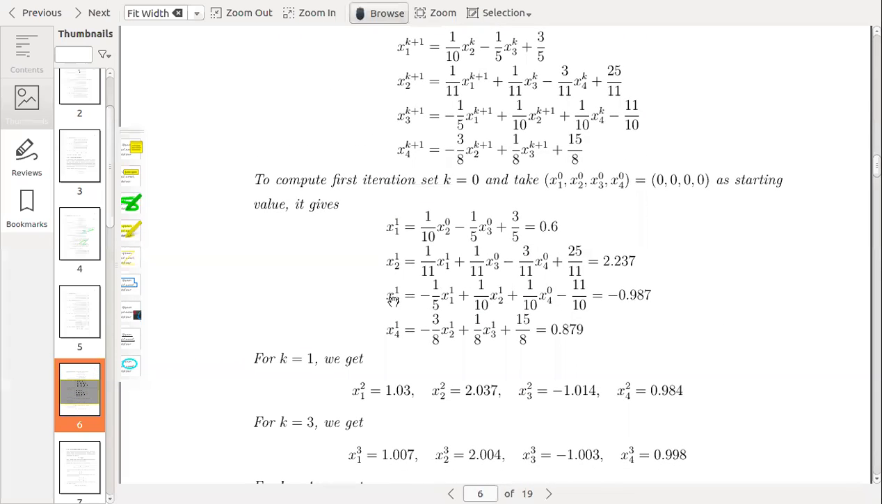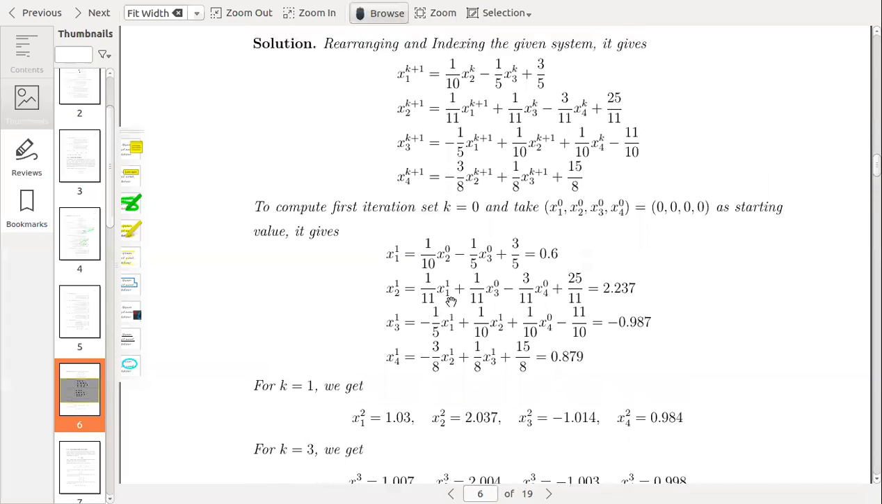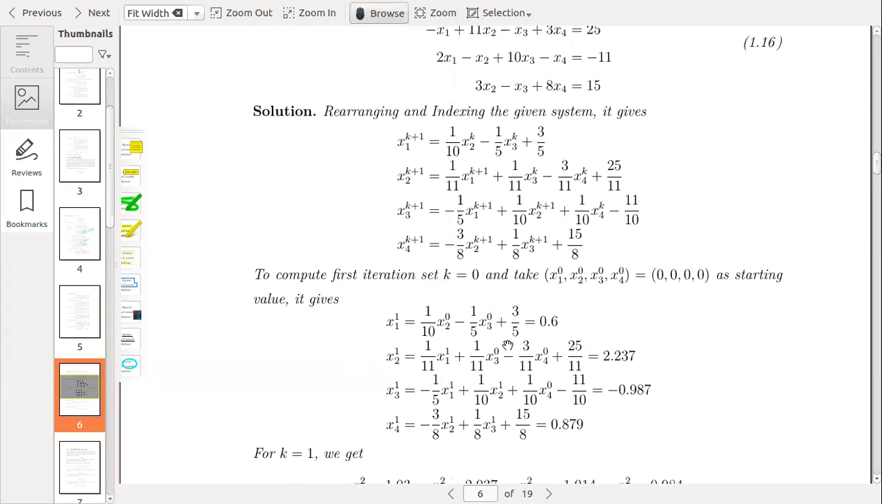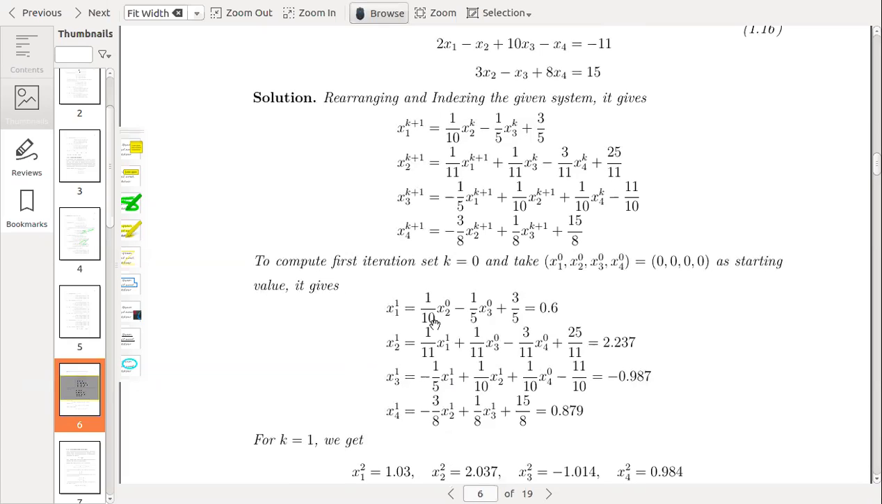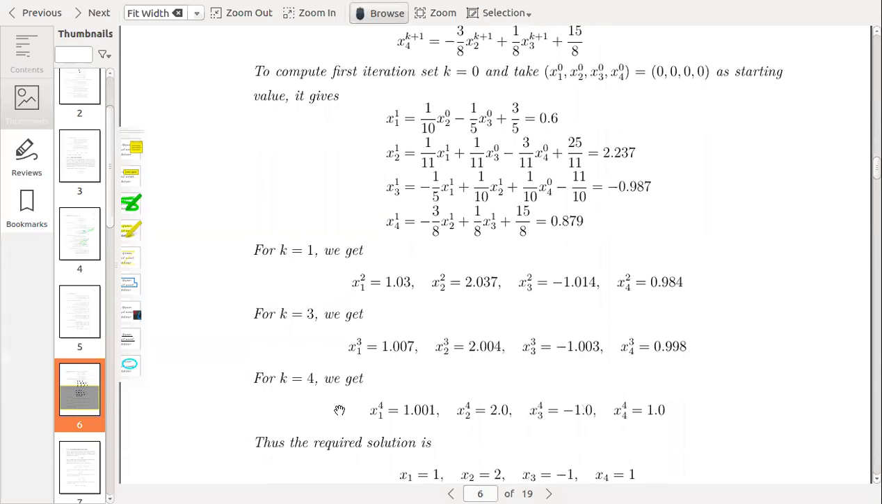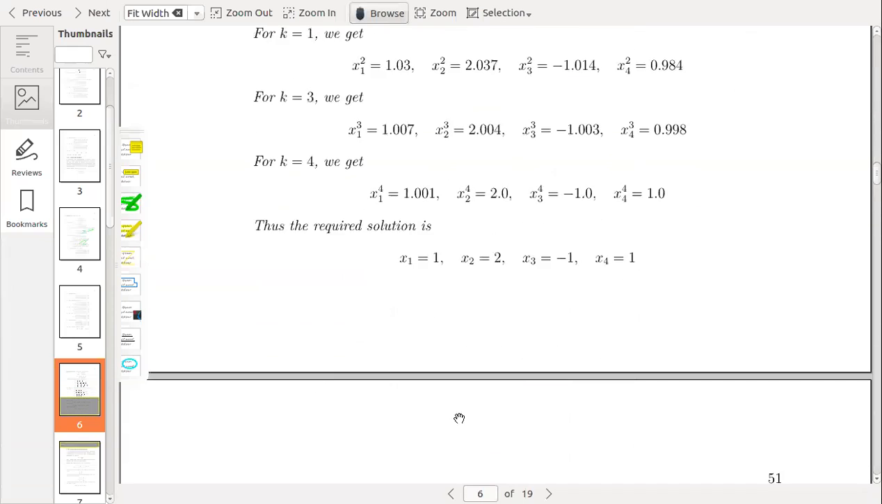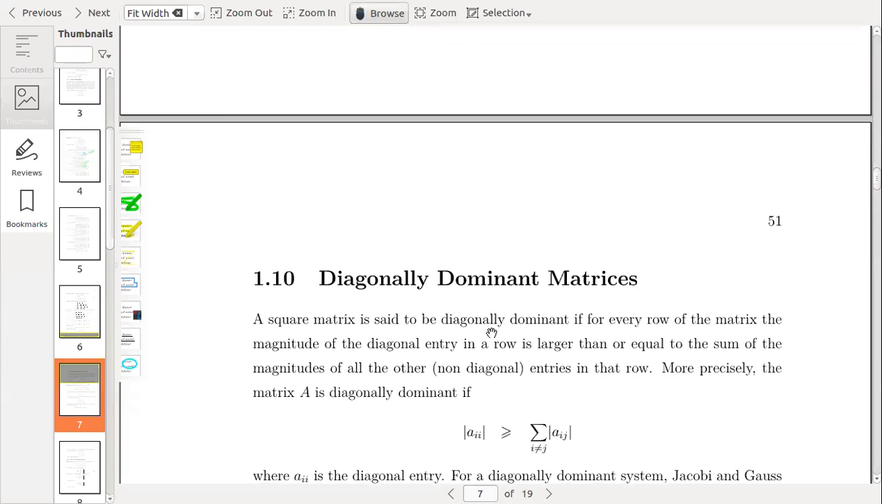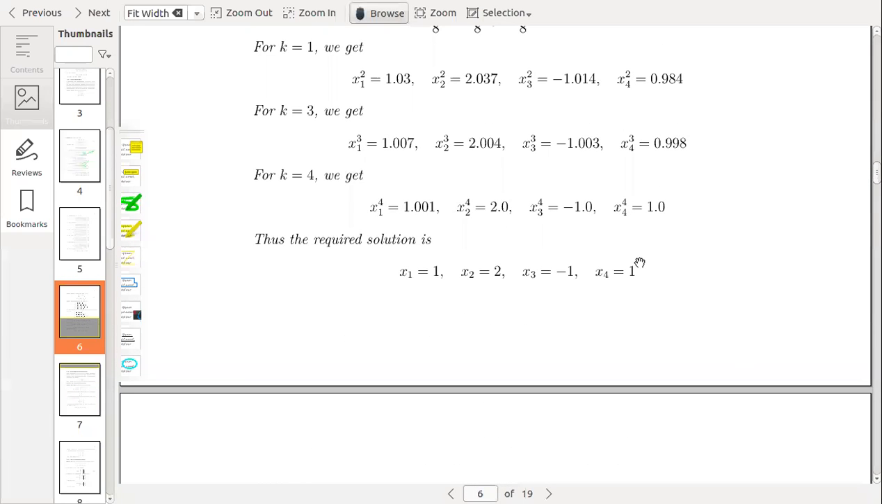It gives x1(1) equal to 1/10 x2(0) minus x3(0) plus 3/5, and x2(1) is equal to 1/11 x1(1) plus 1/11 x3(0), and this one. So in this way, we compute the first iteration. For the second iteration, we have these values for the third, fourth, and this one. So in this way, we have computed the value.